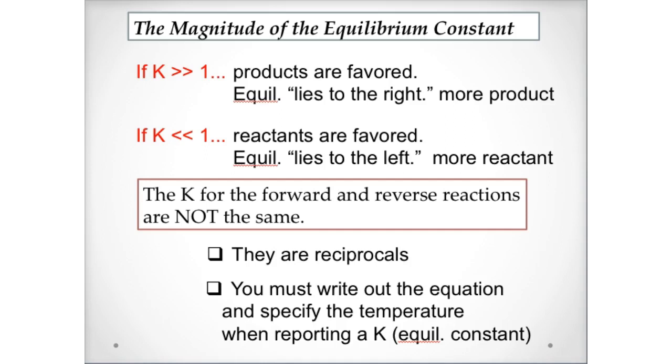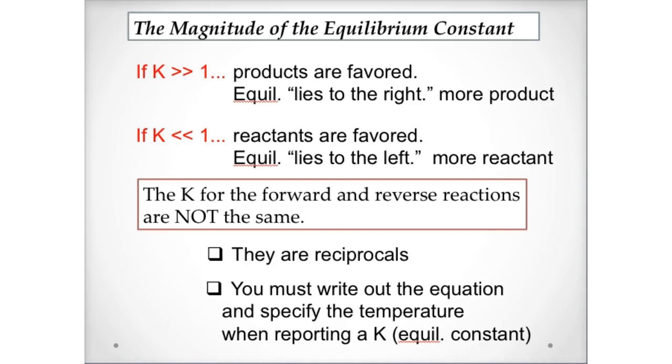If K is a number larger than 1 or way larger than 1, that means that the products are favored. That means that the equilibrium tends to lie to the right. So the equilibrium reaction leans to the right, you're making more product. When K is super duper small, the reactants are favored. So the equilibrium reaction lies to the left, so we're making more reactant.